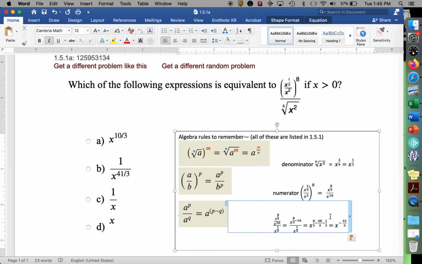And if we use, I didn't write it down, but if we use that rule that says if you have a negative exponent, you can drop that to the denominator and make it a positive exponent, our answer is B. Choice B, which is 1 divided by x to the 41 over 3. Alright, hope that helps out.